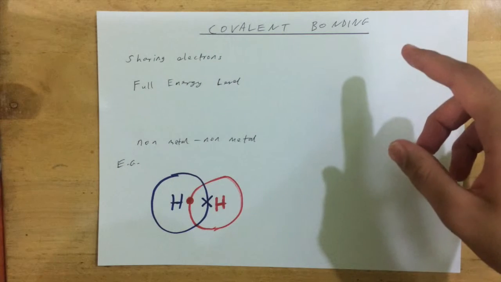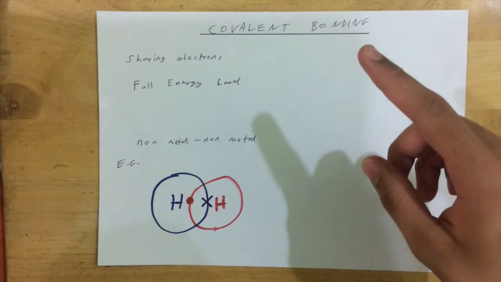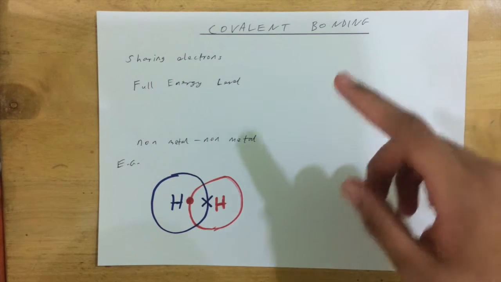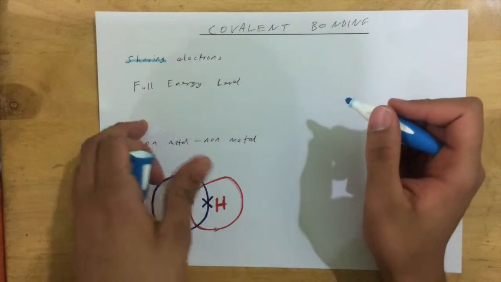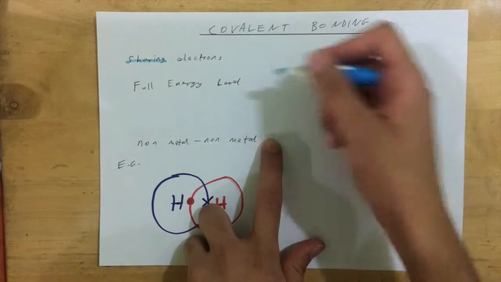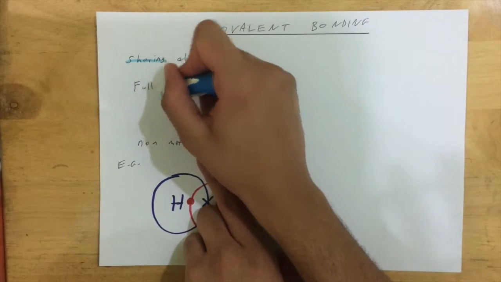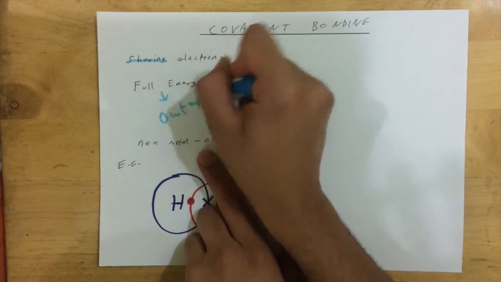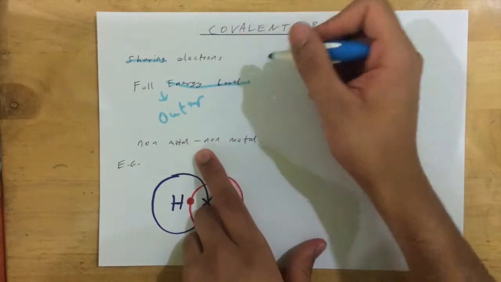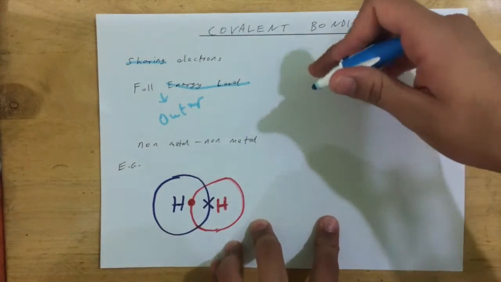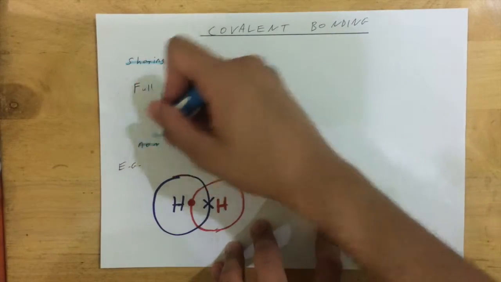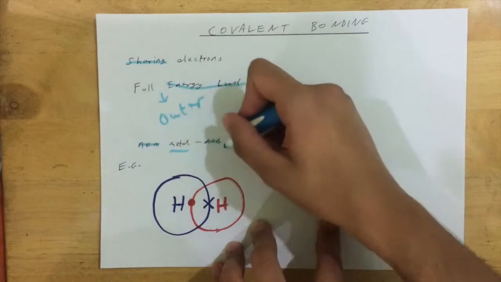So first, covalent bonding. Now, covalent bonding is to do with the sharing of electrons, because the atoms need to get a full outer energy level, or full outer shell. And covalent bonding occurs between a non-metal and a non-metal.